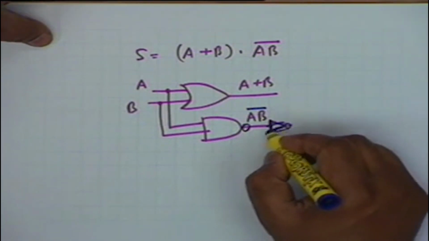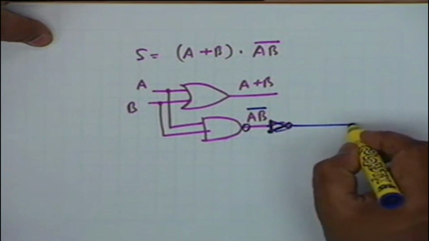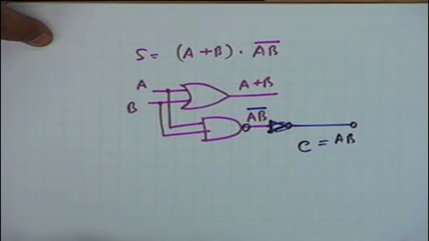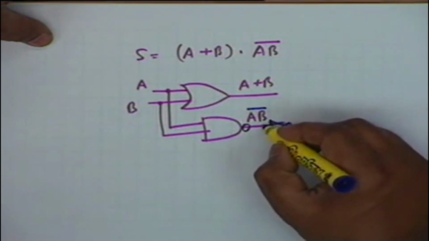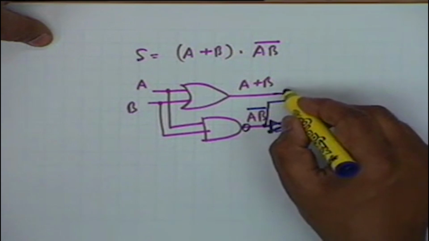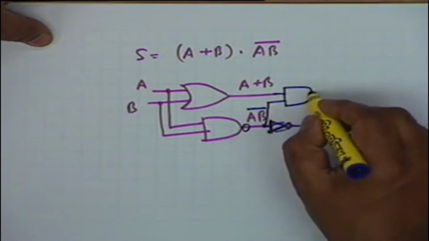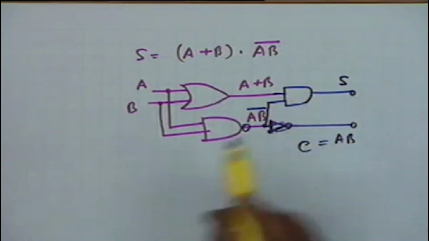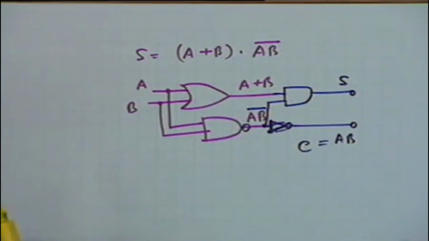We have to use another NAND to be able to get AB, which is equal to C. Now I take this and then AND. So it is S. How many gates have I used? 1, 2, 3, 4. Instead of how many did we use earlier? 7. So this is less costly than the previous circuit.